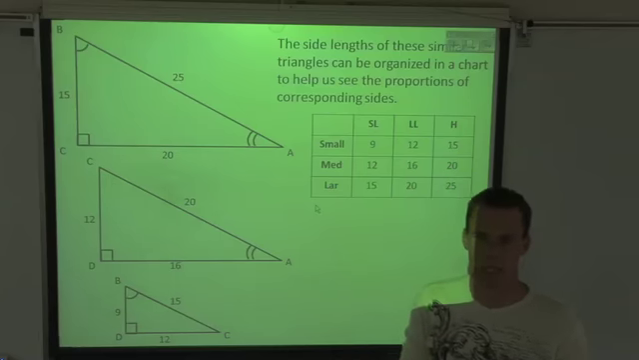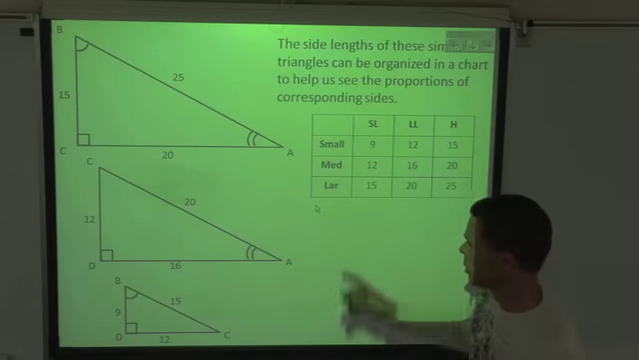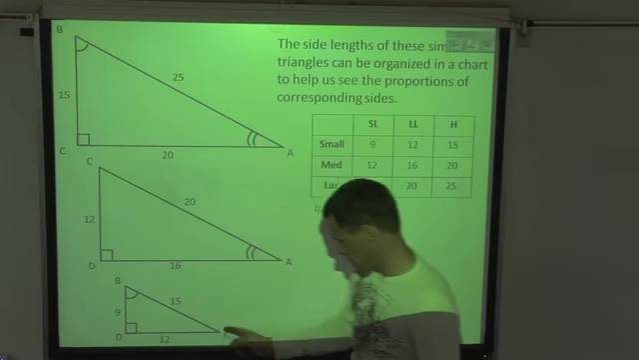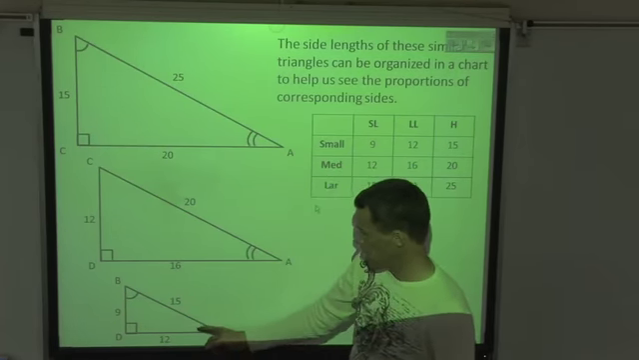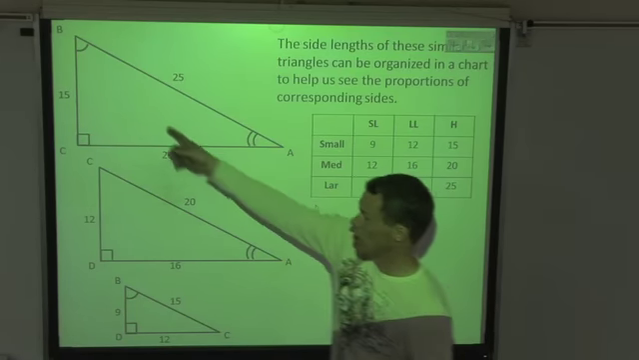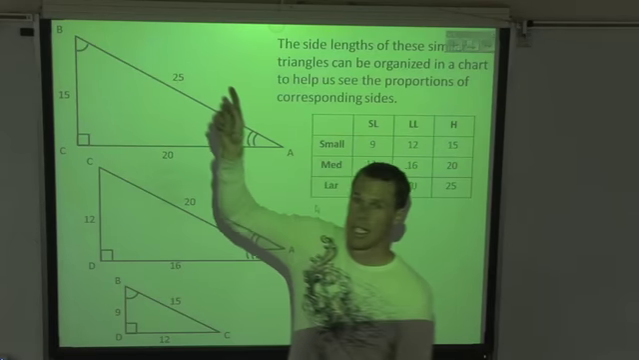Now, here are a couple things about this chart. You may not be able to write them down, but at least look. One, the short leg is always across from the same angle. Forgot to mark these in right here. But remember, that's the same angle. The long leg is across from the same angle, and the hypotenuse is always across from the 90 degrees.